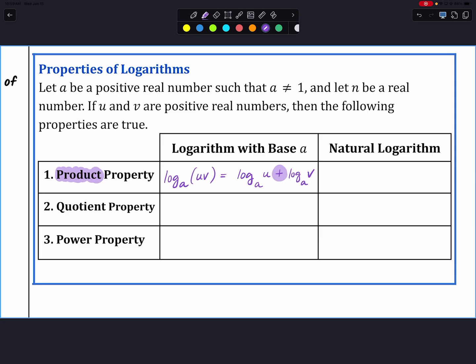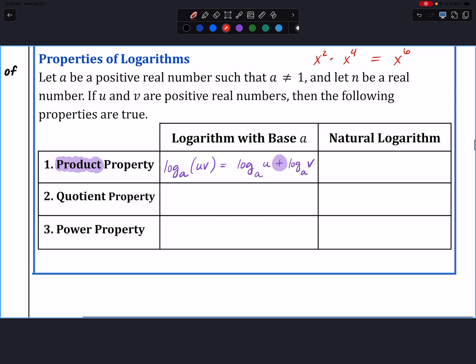Now, why does this work? What is the inverse of logs that we've talked about? Exponential. So if I give you guys something like this, x squared times x to the 4th, that would be x to the 6th. And that's because multiplication means do what? Add. That's where that comes from. That's why that's true, okay? All right, if it's an ln, it's the same thing. The ln of u times v is the same thing as the ln of u plus the ln of v.